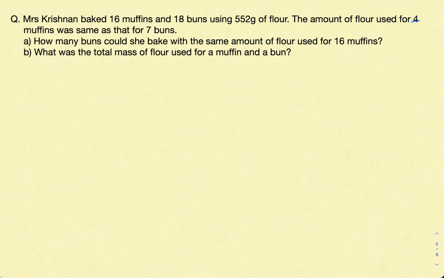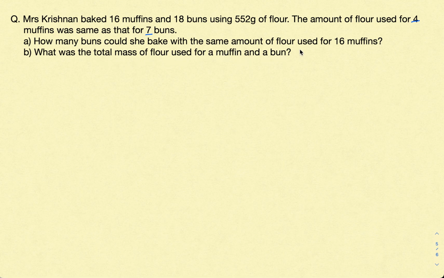So let's do another interesting word problem on whole numbers. Let's read the question first. Mrs. Krishnan baked 16 muffins and 18 buns using 552 grams of flour. The amount of flour used for 4 muffins was same as that for 7 buns. So part A of the question is how many buns could she bake with the same amount of flour used for 16 muffins? And part B is what was the total mass of flour used for a muffin and a bun?